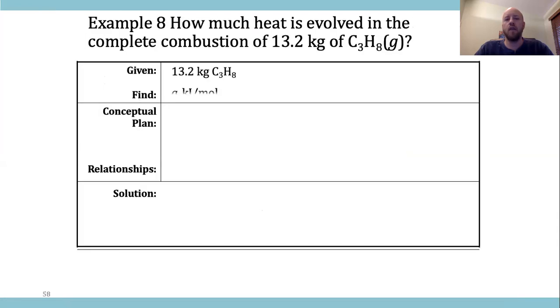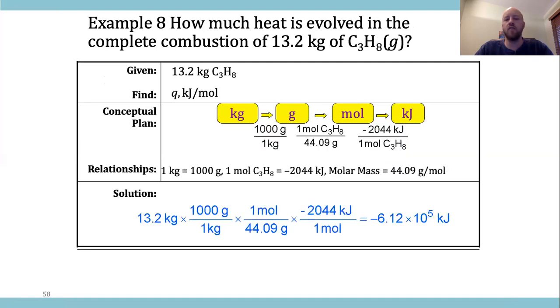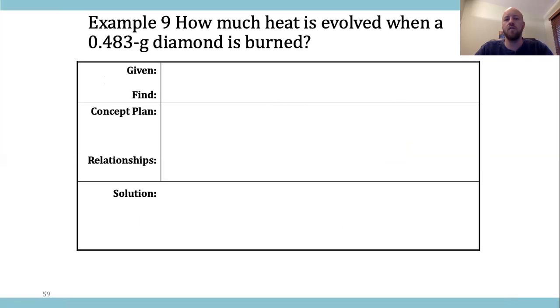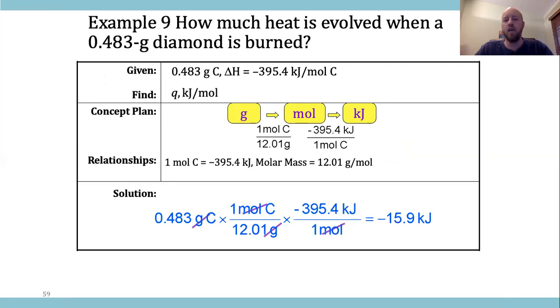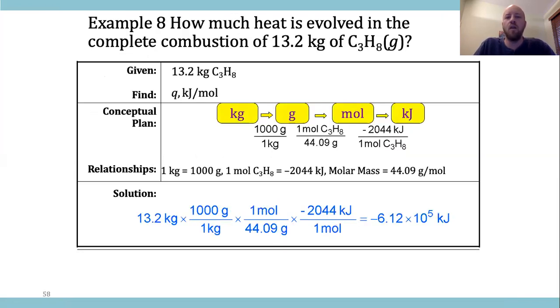This is a similar problem, it just adds the extra complexity of throwing in kilograms. Here's burning diamond, same setup: molecular weight, delta H. I didn't have any examples here, but there is the opposite kind of problem: given this much heat, how much fuel did you start with? It just goes backwards the other way, using the delta H value and then the molecular weight to find the amount of fuel. It's just the same two steps in the other direction.